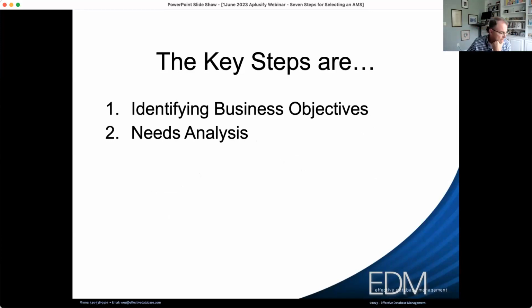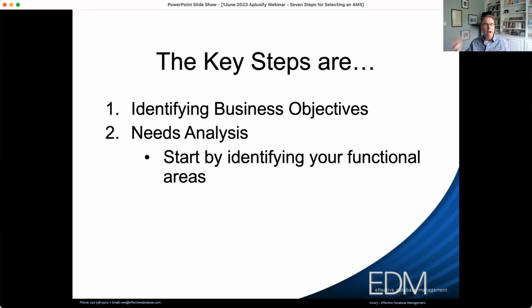All right. Step number 2 then is the needs analysis. And again, this is the one that I think most people think about when they think about this process, which is we've got to talk about what we need from the system functionally and so on. And so my first step always is to say, identify your functional areas. And what I mean by functional areas is things like membership, events, certification, accreditation, exhibits, product sales, volunteer management, community management, things like that.